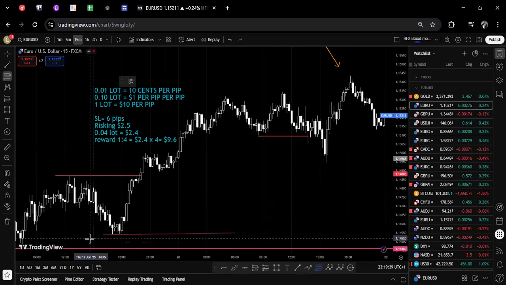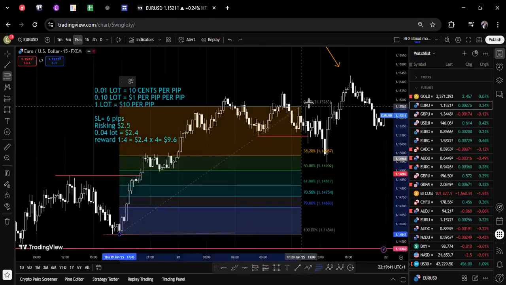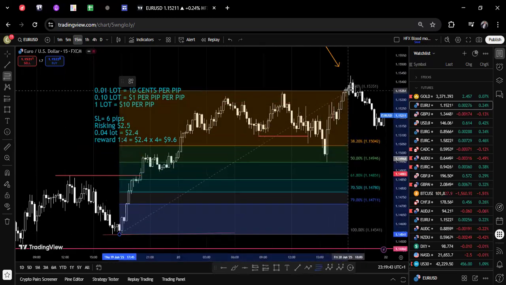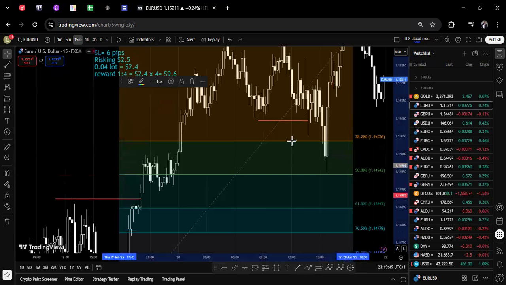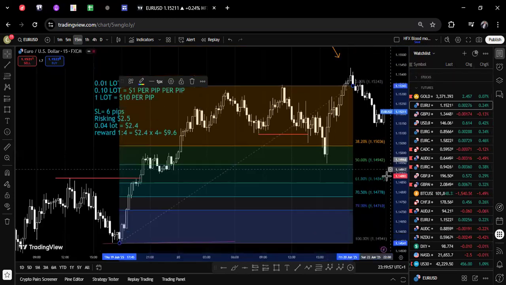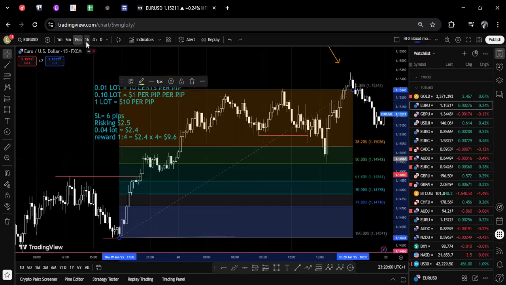Let's see what this fib is going to give us. Boom. So what did it get us? It didn't actually get to our 50%, right? It didn't actually get to our 50%. So me personally, in this particular trade, let me go back to the 1 hour time frame.